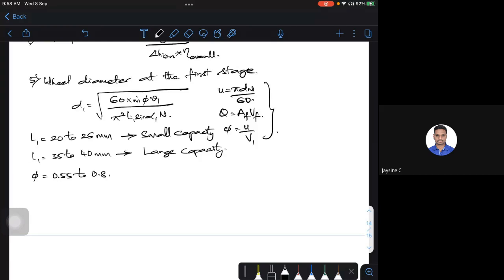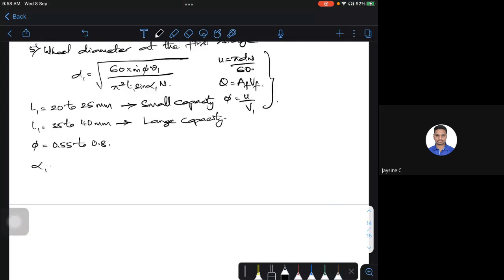As I told, for a reaction turbine, your speed ratio will be higher than 0.5. Then alpha 1 was on the lower end, 14 to 22 degrees for an impulse turbine. Here it will be slightly higher, a number between 18 to 22 degrees. See, all these numbers have been arrived at after doing some experiments and optimizing all these things, so that if the number is within this range, then whatever design parameters you are trying to calculate will be within a particular range.